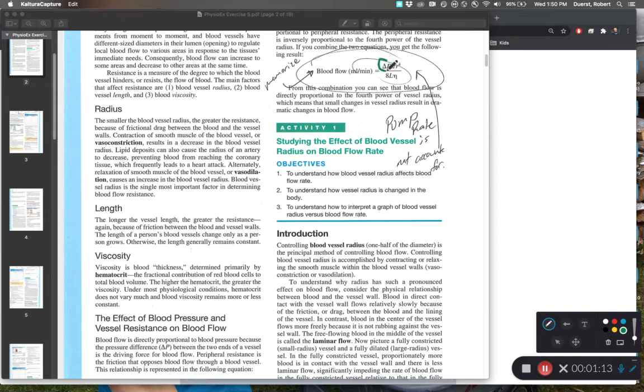Delta P here represents change in blood pressure. So as the difference in blood pressures increases, the flow rate will also increase. So this is a direct relationship. And as we plot it, we had that positive linear slope. Again, make sure you memorize that equation.